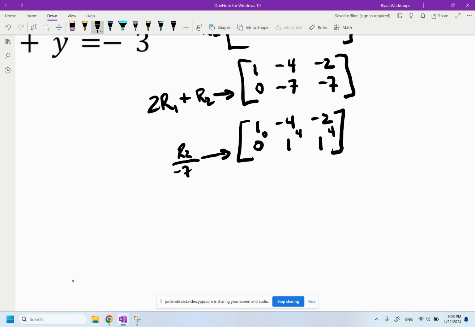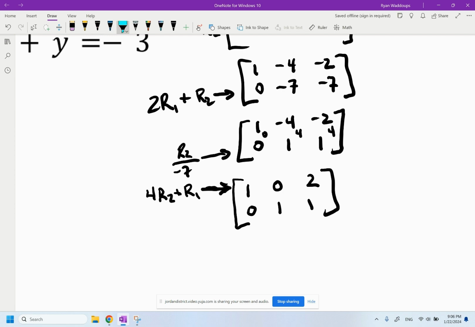And just so I can keep track and let your teacher know, to get my new row 1, I'm taking row 2 and multiplying it by 4. So 4 times row 2. I'm adding it to row 1, and that will give me my new row 1. So 1 plus 0, 1. Negative 4 plus 4, 0. And negative 2 plus 4, 2. And my bottom, I'm going to keep the same, 0, 1, 1.